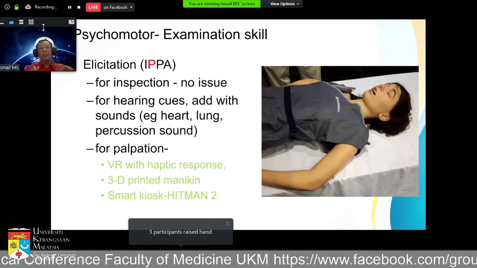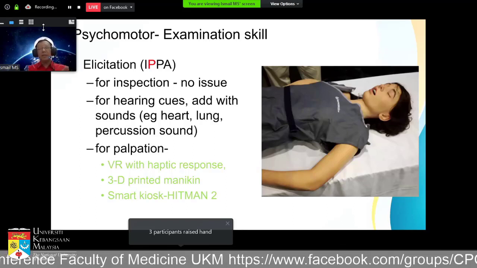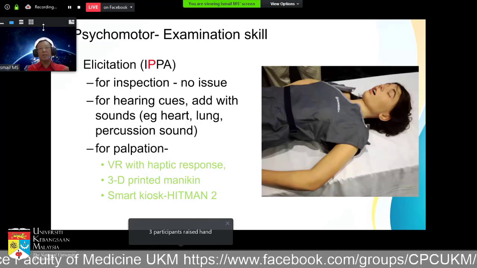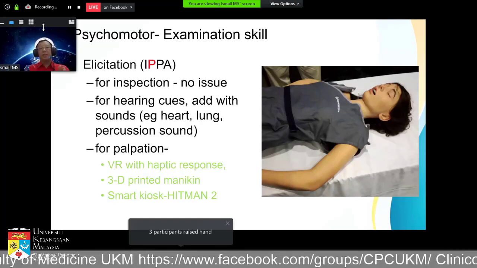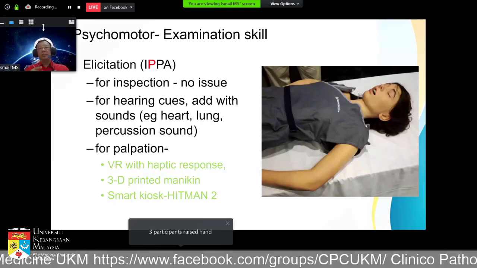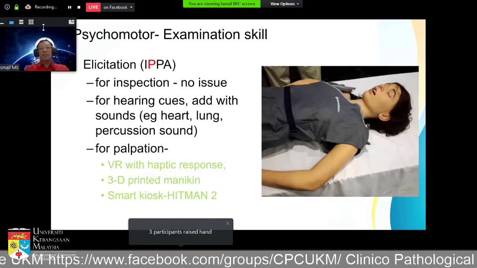Now, what about the psychomotor in terms of the elicitation? Now, when we do elicitations, William Osler was saying that's this IPPA: inspection, palpation, percussion, auscultation. I put the P in red because I think for inspection is no issue.